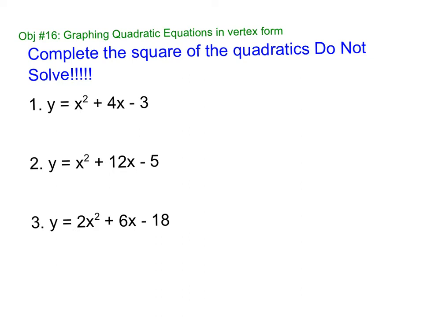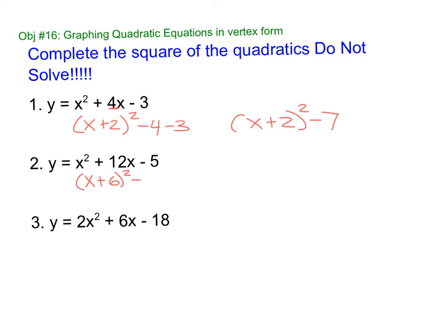Do not solve. We're just going to complete the square. So remember, completing the square, x, we're taking half of 4, x plus 2. We put an extra 4 into the problem, so minus 4 minus 3. So x plus 2 squared minus 7. Next one. Half of 12 is 6. Minus 6 squared minus 5. So that's x plus 6 squared minus 5.